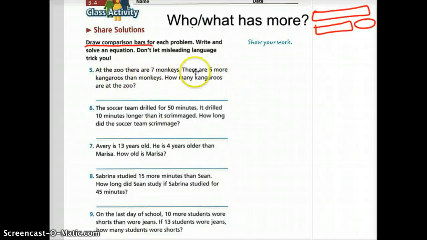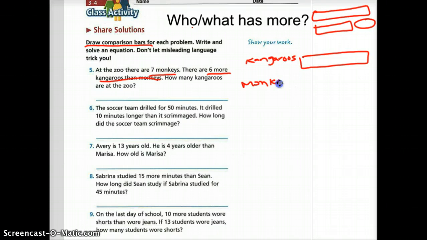So at the zoo there are 7 monkeys. There are 6 more kangaroos than monkeys. How many kangaroos are at the zoo? Okay, so I have 7 monkeys and there are 6 more kangaroos than monkeys. So that means kangaroos have more. They will be my top. Monkeys has less.